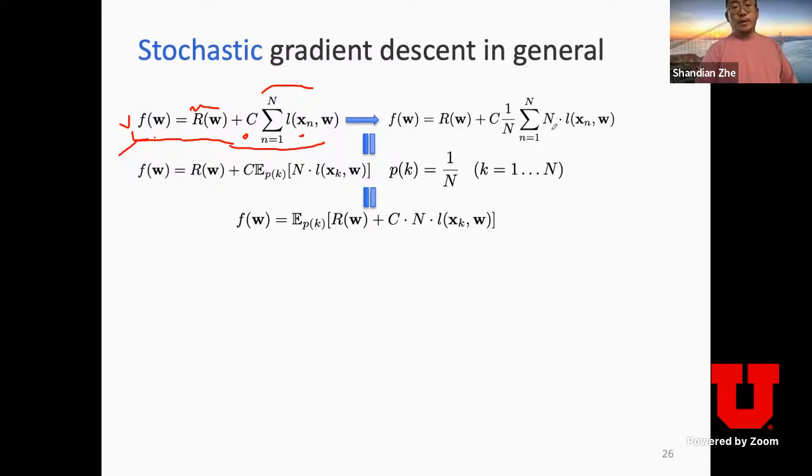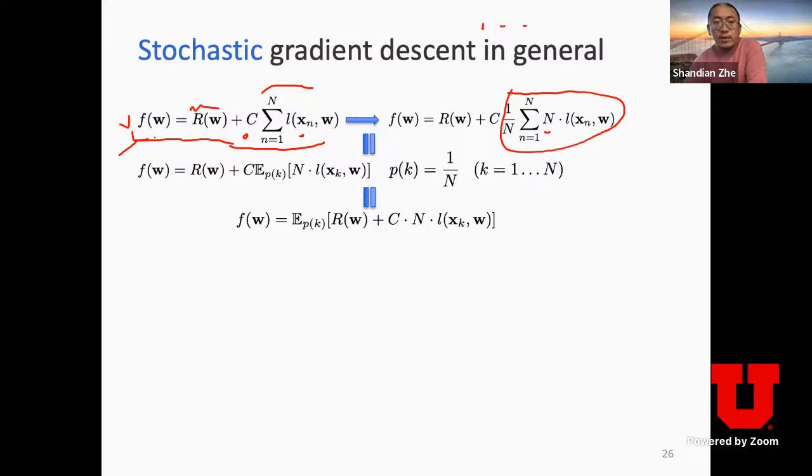Inside the summation, we multiply the loss over h of xn by big N. Remember, big N is the size of the training data. And outside, I divide by N. You can see that N and 1 over N cancel out, so it doesn't change the total loss at all. But although it just adds a term inside and cancels it outside the summation, it actually brings a probabilistic explanation.